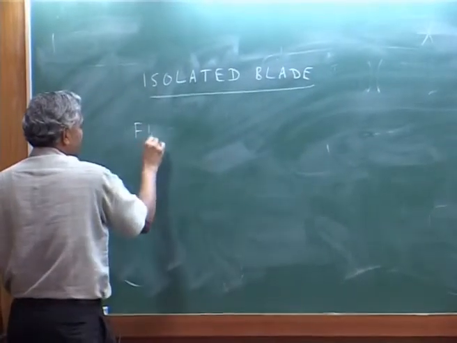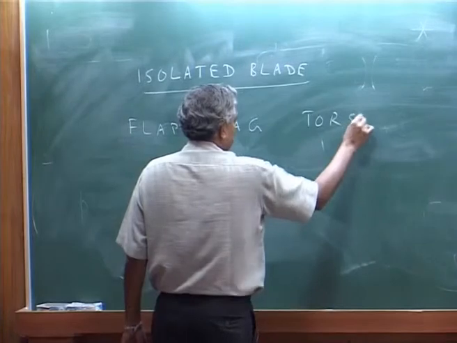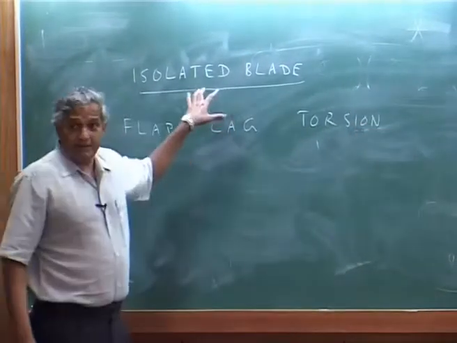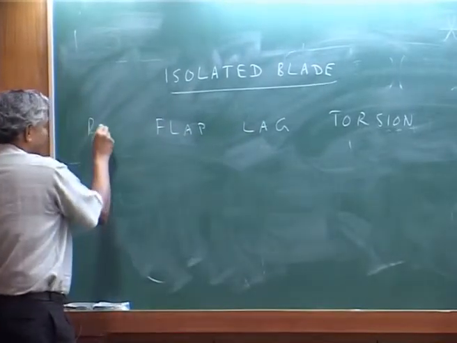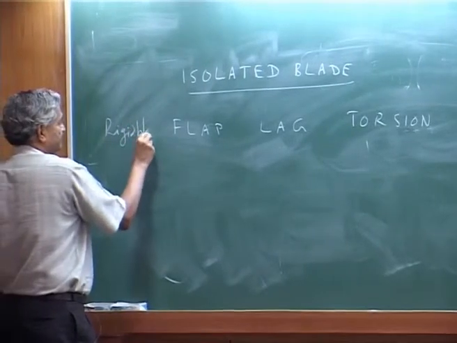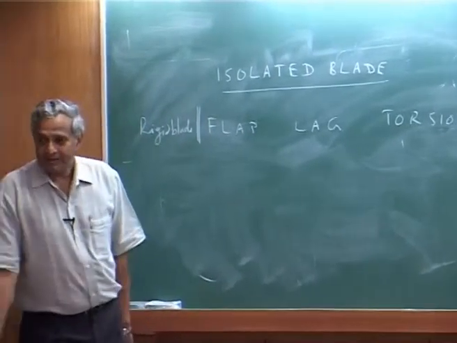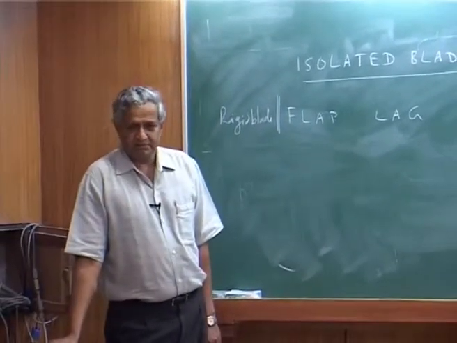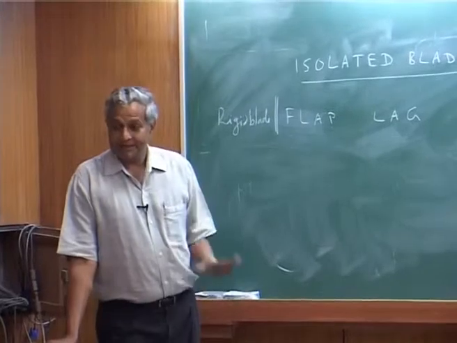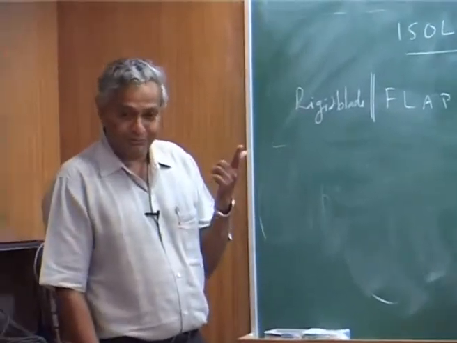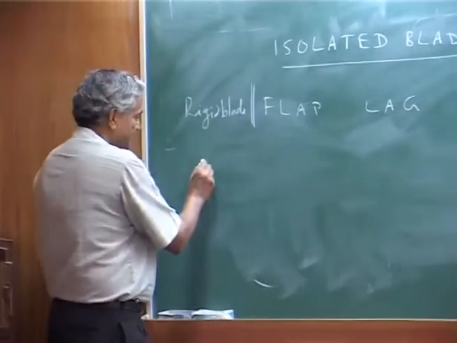Here you have flap, lag, torsion. Now, when you did this, what you have learnt is the rigid blade. This is the assumption you have made. Suppose you say, no, I don't want to make a rigid blade, I want to treat it as an elastic blade. Then the modeling itself will lead in a different direction. That is the elastic blade.